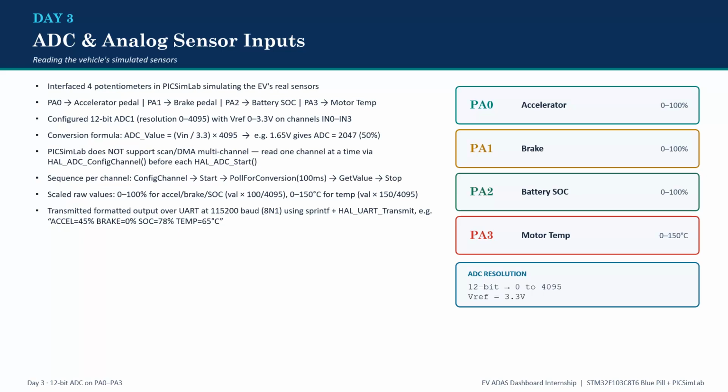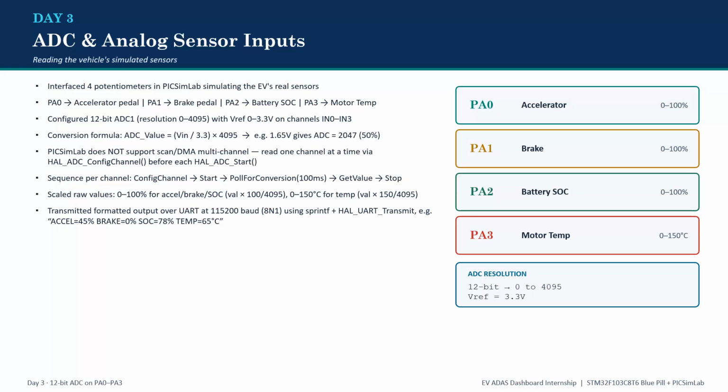One more detail: Pixim Lab doesn't support scanning multiple ADC channels at once, so I had to read one channel at a time. For each channel, the sequence is: call HAL_ADC_ConfigChannel to select the pin, HAL_ADC_Start to begin the conversion, HAL_ADC_PollForConversion with a 100 millisecond timeout to wait for it to finish, then HAL_ADC_GetValue to read the result, and finally HAL_ADC_Stop.